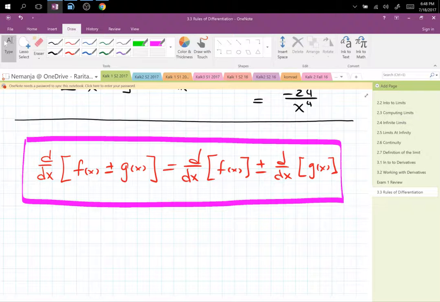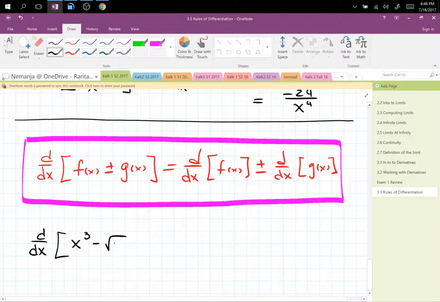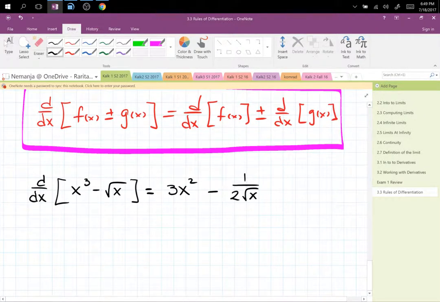So this means that you can deal with a problem like this: x cubed minus square root of x in one shot. This formula technically tells you that every term is independent from the other term when you're taking the derivative. So you take the derivative of f of x independently from g of x. This rule doesn't work for multiplication, but it does work for addition and subtraction, which is good. So what's the derivative of x cubed? And how about the square root? Very good.